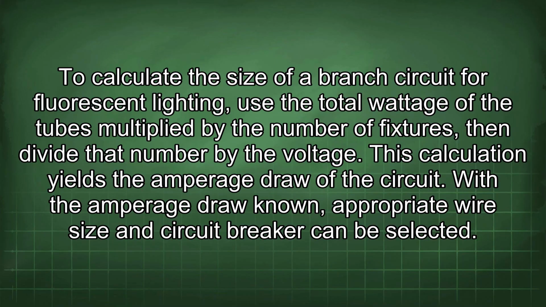To calculate the size of a branch circuit for fluorescent lighting, use the total wattage of the tubes multiplied by the number of fixtures, then divide that number by the voltage. This calculation yields the amperage draw of the circuit. With the amperage draw known, appropriate wire size and circuit breaker can be selected.